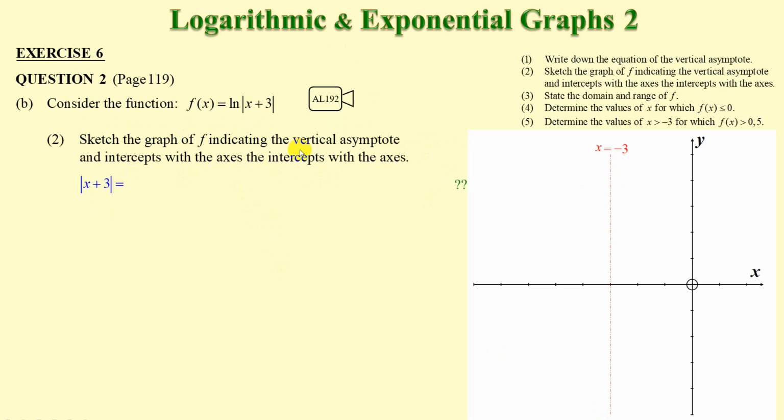Oops, sorry, I've said it twice. Intercepts with the axes. Just emphasizing, you see. Absolute value x plus 3 is equal to what, in order to find our x-intercept? Oh, sorry, no. This is x plus 3, giving the definition. So we're giving the definition there once again, absolute value x plus 3. So now, f of x therefore equals, and we introduce the ln.